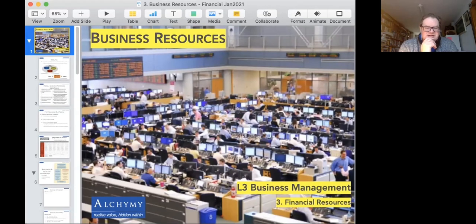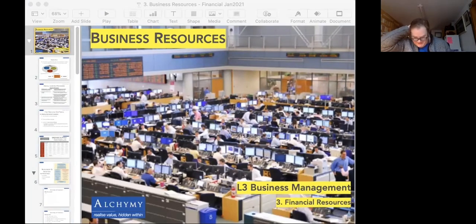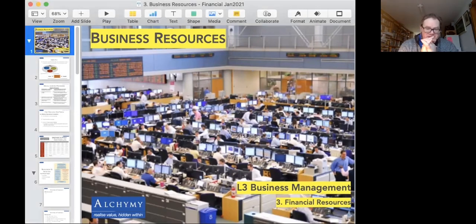Any idea what this picture is? Any idea what this picture is about? What's going on here? What might that building be? What might that space be? Yeah, a bunch of people, obviously. Yeah. Okay. You couldn't possibly tell, right? So it's a trading floor.